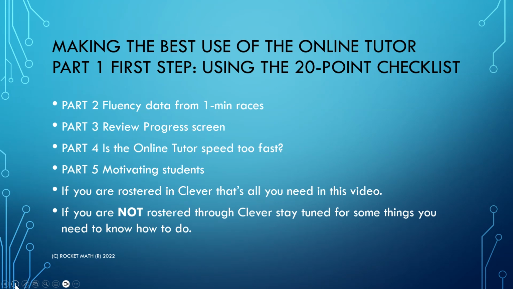This has been part 1. Use the 20-point checklist. The other parts of this series about making the best use of the Rocket Math Online Tutor are part 2, Fluency Data from 1-minute races, part 3, Understanding the Review Progress Screen, part 4, Why is the tutor speed so fast? And part 5, Motivating Students. You really should view all of them. If you're rostered through Clever, that's all you need in this video. If you're not in Clever, stay tuned for 2 slides on things you should know how to do.